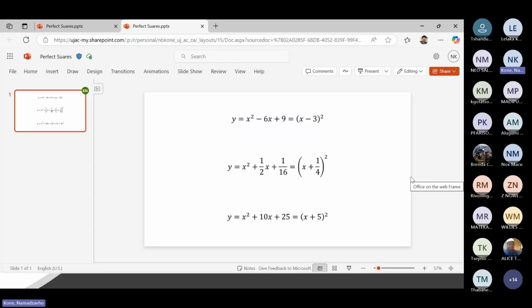Now, I want to give you time, 2 minutes, to have a look at these three questions and tell me what you see as the connection between the coefficient of x and the constant that is there on each and every one of the equations. Look at the relationship between the coefficient of x and the constant on the three equations. And then after 2 minutes, I will want you to tell me if you see any pattern.